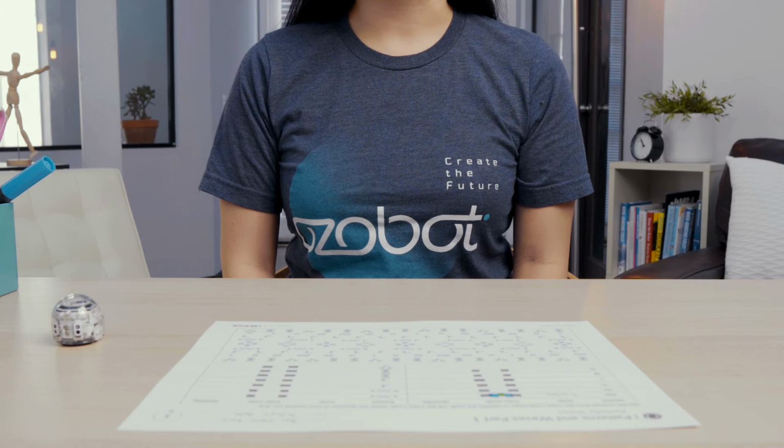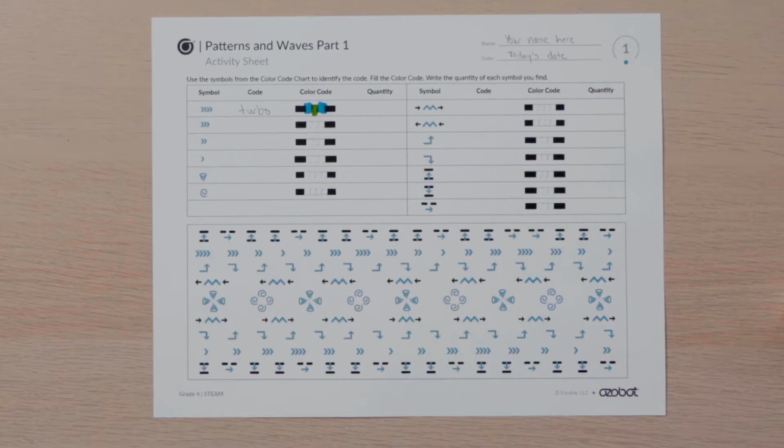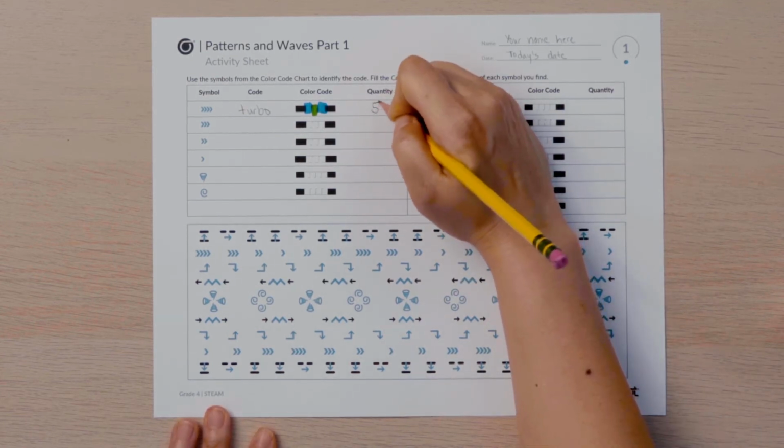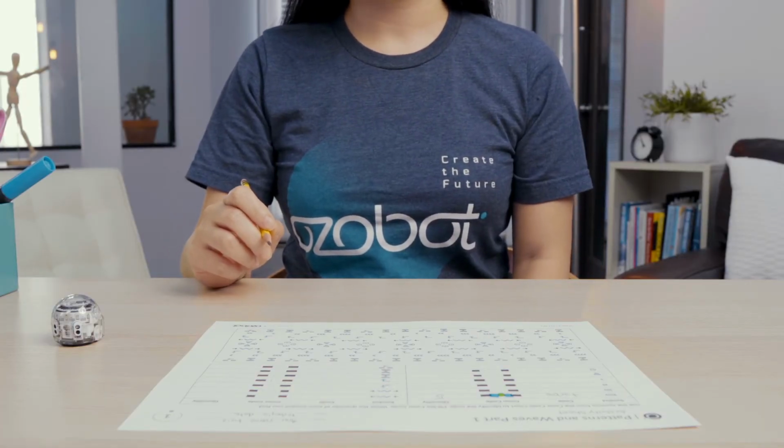The patterns at the bottom of the page are made up of symbols from the color code chart. Count all the 4 arrow turbo symbols in the pattern at the bottom of the page and write the total on the line that says quantity. I found 5 turbo symbols, 3 along the top and 2 along the bottom. I'll write the total number of turbo symbols on the line that says quantity. Can you write 5 on the quantity line next to the turbo code?